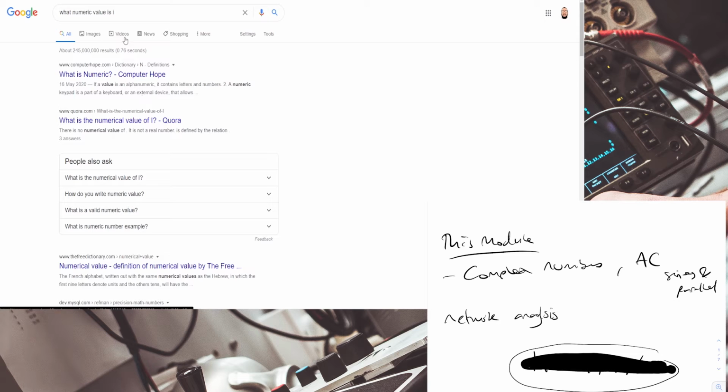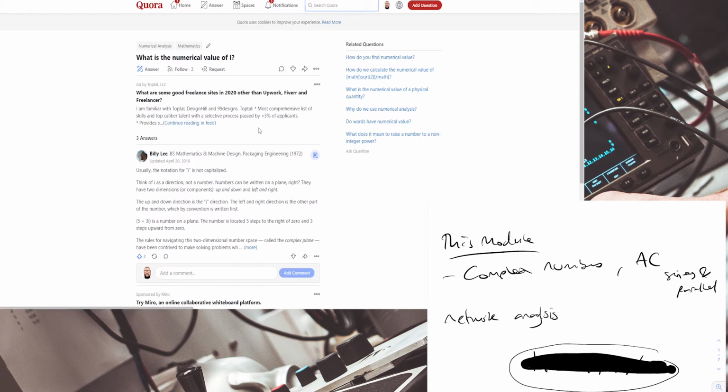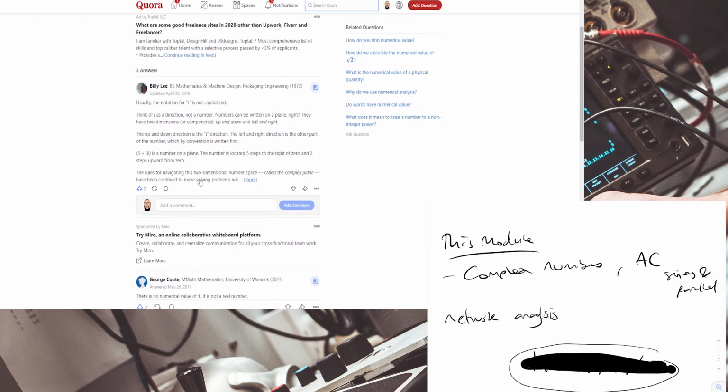Let's just check. There's no numerical value of it. It is not a real number. It is defined. Okay, so it's a good thing I didn't write that question down because that would be incorrect. Incorrect question, that is. Usually the notation for i is not capitalized. Think of i as a direction, not a number.